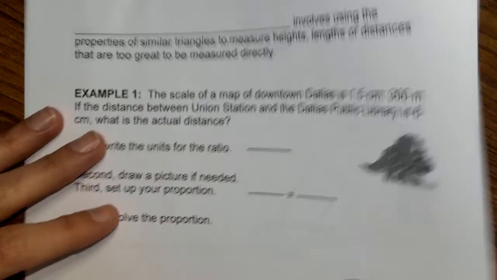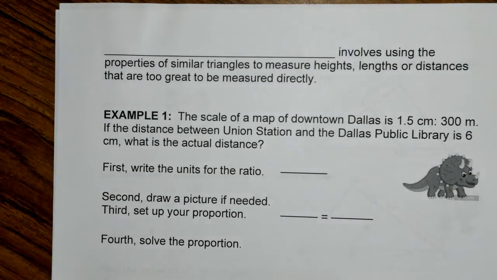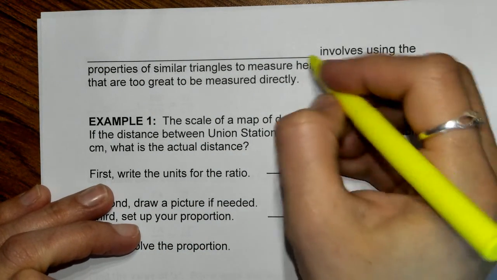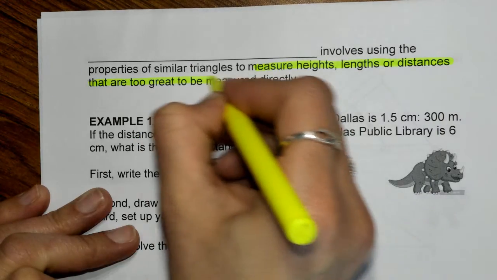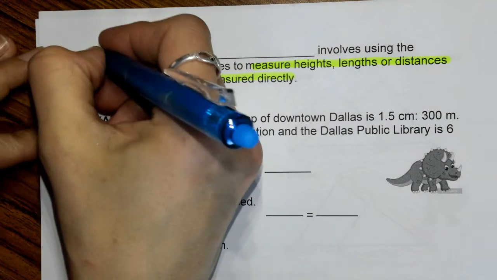Just going to look at the last page here. We are going to talk about something that involves using properties of similar triangles to measure heights, lengths, or distances that are too great to measure directly. You can also use this for things that are too small to measure, but a lot of times it's things that are too big. This is what we call indirect measurement.